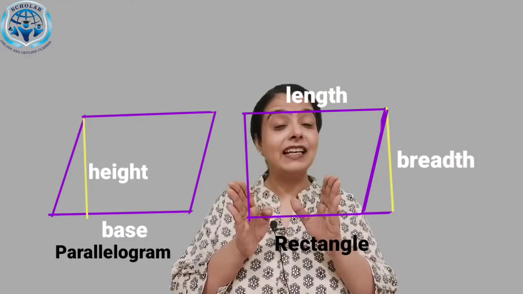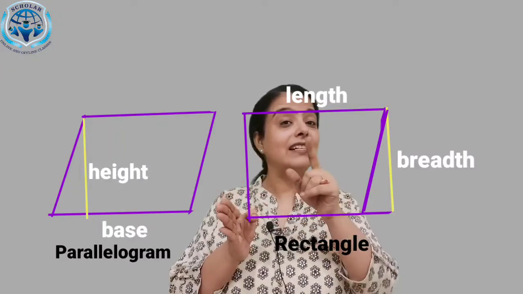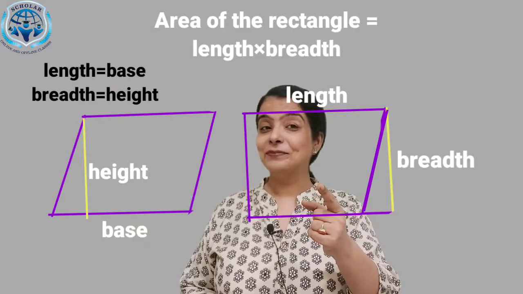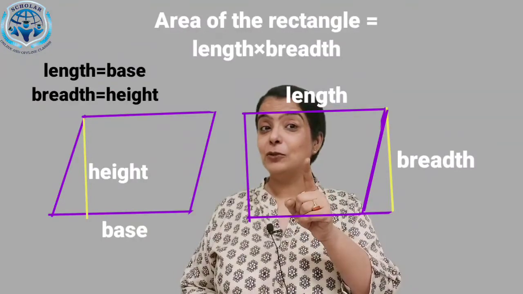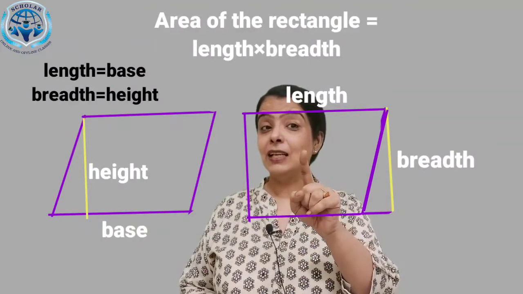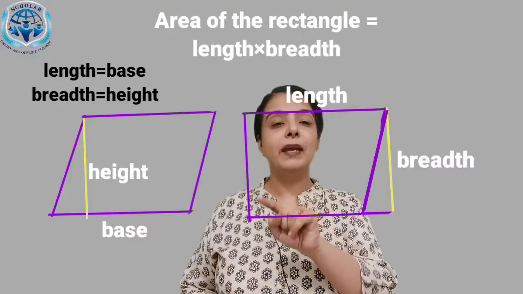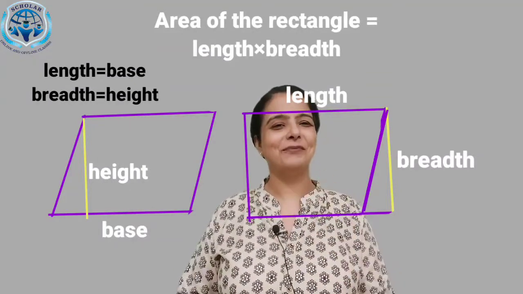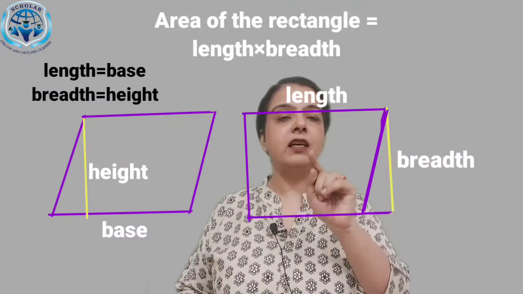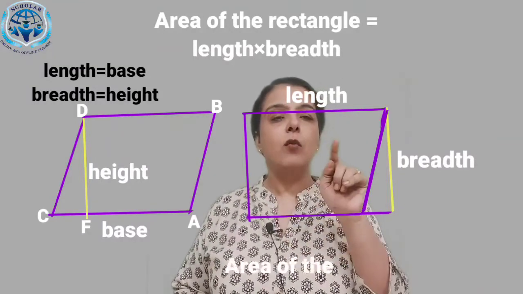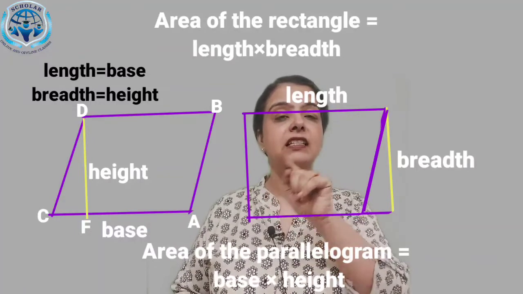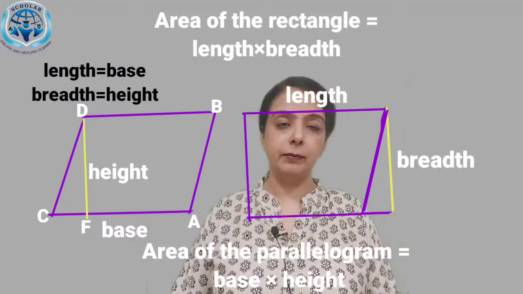Now the area of the rectangle, you know that length into breadth is the area of the rectangle. What will be the area of the parallelogram? This length is equal to the base. The breadth is equal to the height. That means base into height will be the area of the parallelogram. That means you will multiply the measurement of AC with the measurement of DF, that is the height. AC is the base. Base into height will be the area of the parallelogram. Have you got my point?